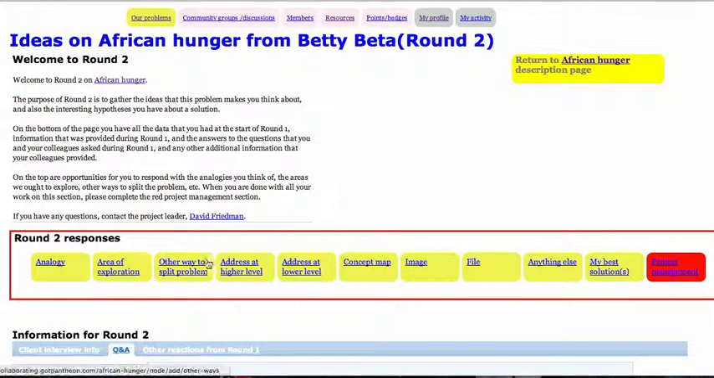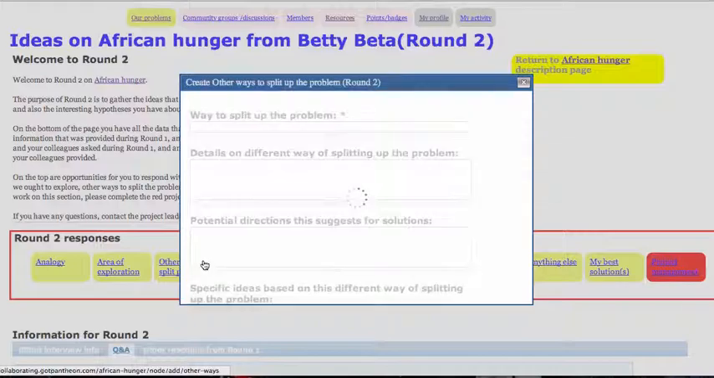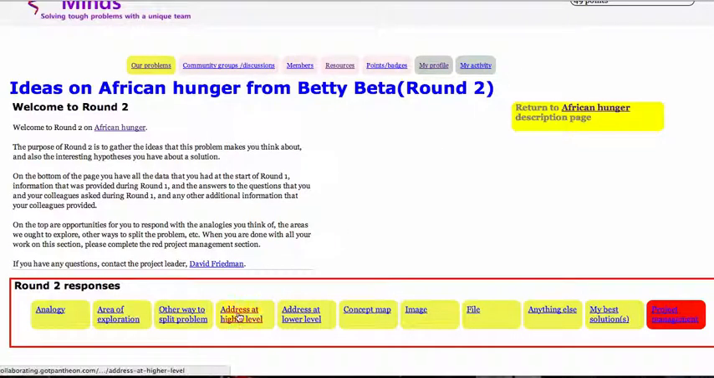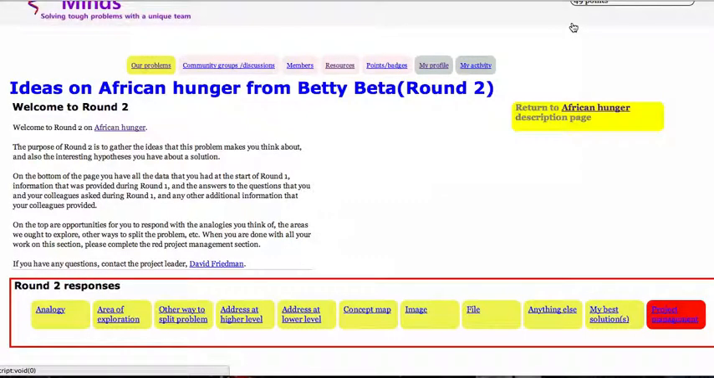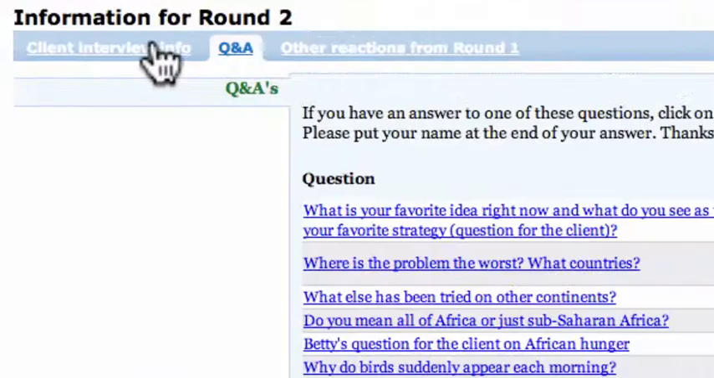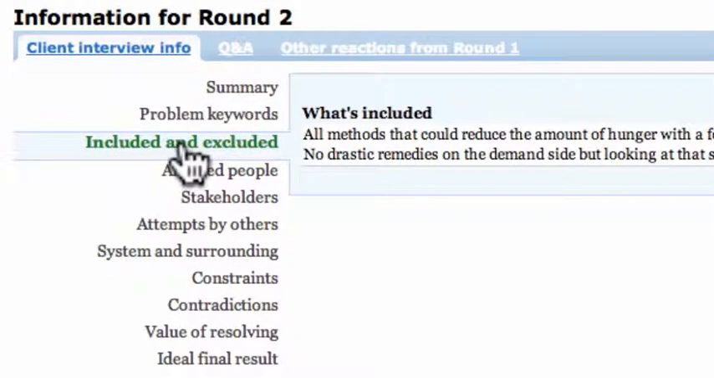Or, are there other ways to split the problem that would make it easier to solve? Or, are there ways to address the problem at a higher level or a lower level? Or are there concept maps, images, or files that you have that relate to the problem, or anything else that you care to add? And we also ask you to talk about what your best solution might be to the problem at this point. As you work on this, you have the information that was available to you in the first round.